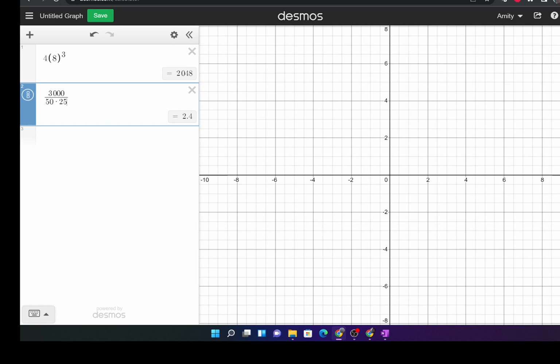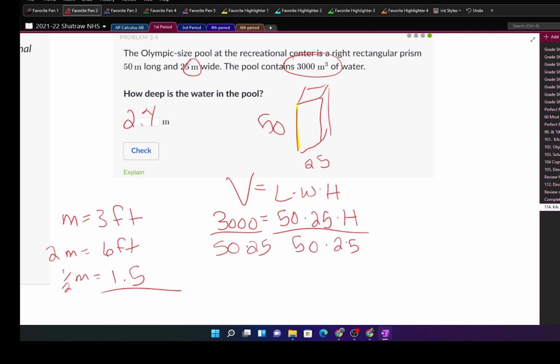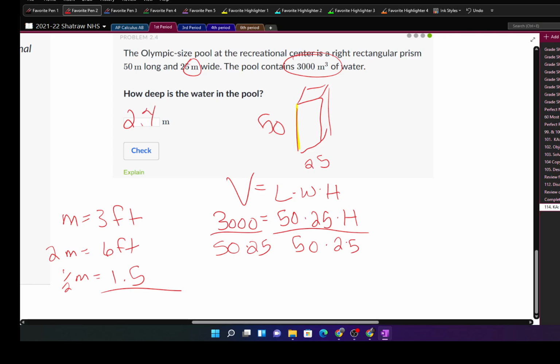2.4 meters deep. Seems reasonable. So a meter is about 3 feet. And so if I had 2 meters, I would have 6 feet. A depth of 6 feet is pretty good. But if I had almost half of a meter, 1/2 of a meter would be another 1.5. So we're talking about a 7.5 foot deep pool. Yeah, 7.5 feet's not very deep. I like a 10-foot deep pool. That's my favorite. That's the one you could have a diving board on. 7.5 feet, not so much. But anyway, there you go.